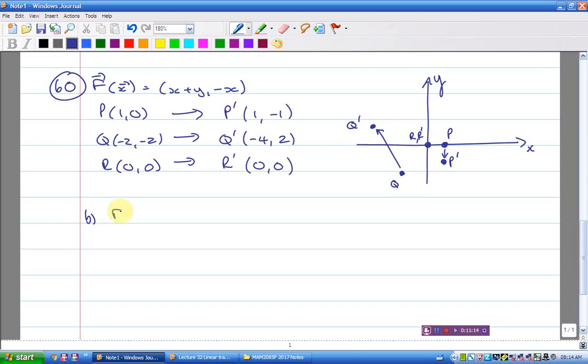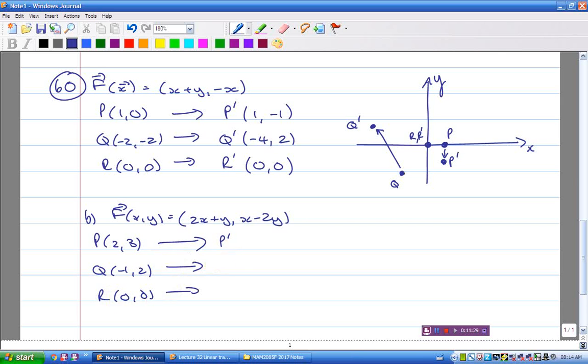B, as I say, this is a fairly random little example. 2x plus y, x minus 2y, very similar. 3 slightly different points. Once again, I've included the origin. P dash, Q dash, R dash. Okay, I'm going to plug x equals 2 and y equals 3 into my transformation. What do I get? 4 plus 3 is 7. 2 minus 6 is minus 4. Minus 1, 2, so that'll be minus 2 plus 2. It'll be minus 1, minus 4. And 0, 0.